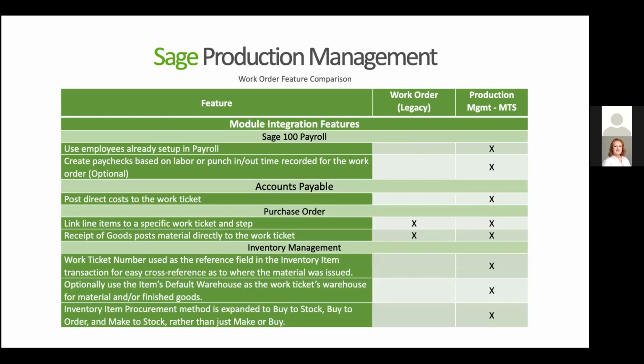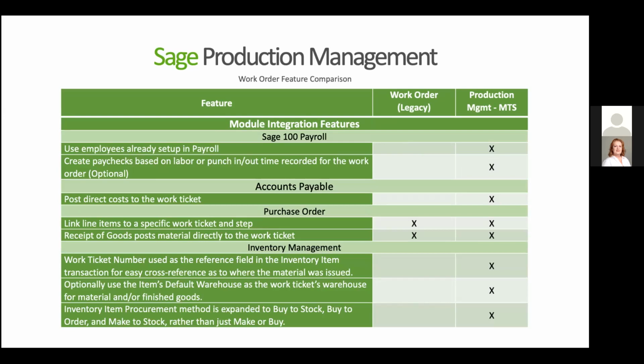All right. So let's talk about some additional modules that production management integrates into and what the difference is here. In payroll, we can use already set up employees. We can create paychecks based on labor or punch in, punch out, right? So we have the ability to integrate into the payroll module. In accounts payable, we can post direct costs to the work ticket. Not much changed on a purchase order as far as work order and production management.